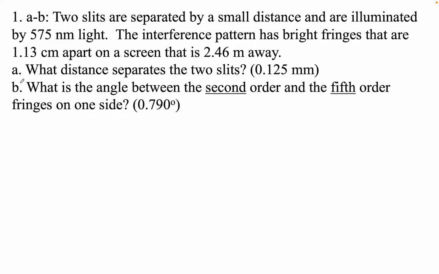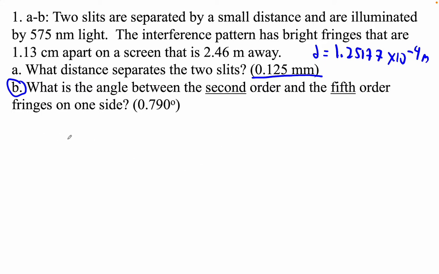So now let's answer this question, right? What angle separates the second and the fifth order fringes on one side? The distance between the slits, d, from the previous problem is 1.25177 times 10 to the minus fourth meters, which, with sig figs and rounding, is that many millimeters, right? Okay. Now what we want to do is find the two angles, right?